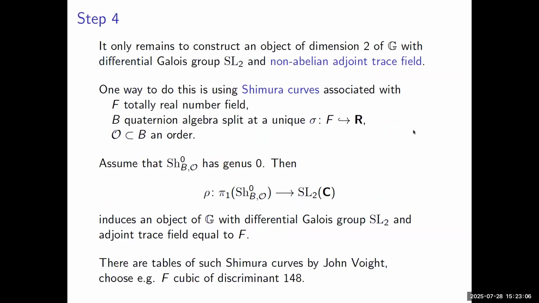Okay, so once we are here, what do we need to do? We need to construct an object of dimension 2 of G with differential Galois group SL2, and for example, an adjoint trace field which is not abelian. Because of step 3, this will tell us that this object cannot belong to H.